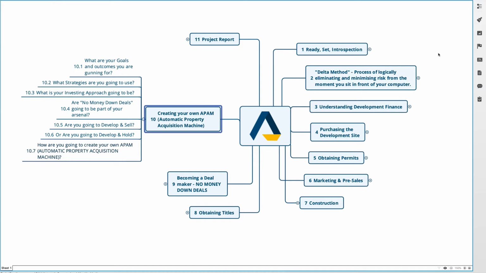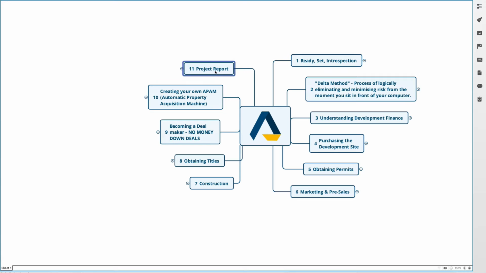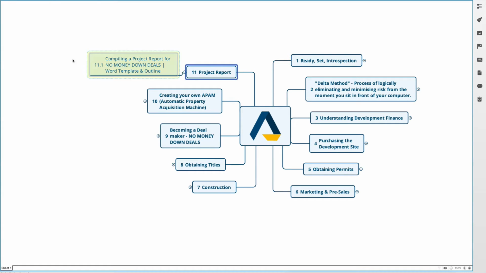It's about you trying to figure out what your strategy is going to be. Are you going to develop and sell? Are you going to develop and hold? And how are you going to do it? So based on your goals and outcomes that you are gunning for, that's how you choose your strategy. And one of the last modules is about compiling your project report.